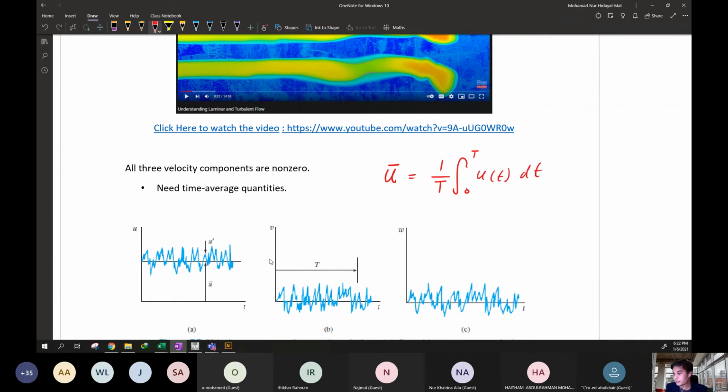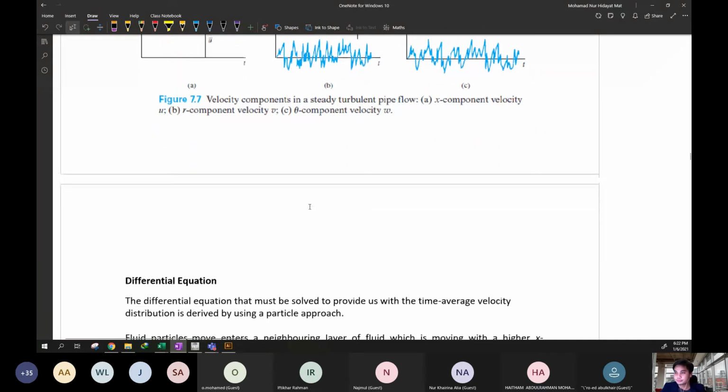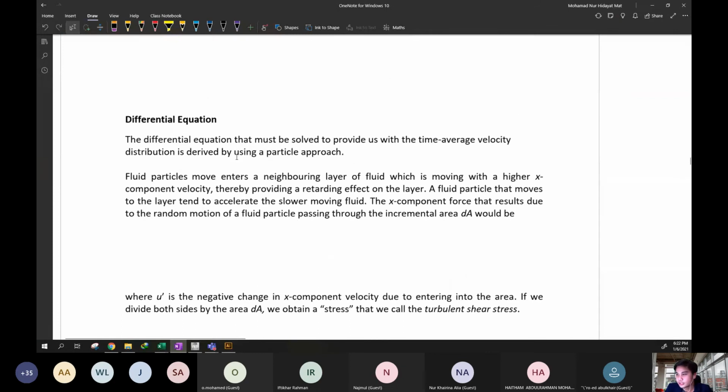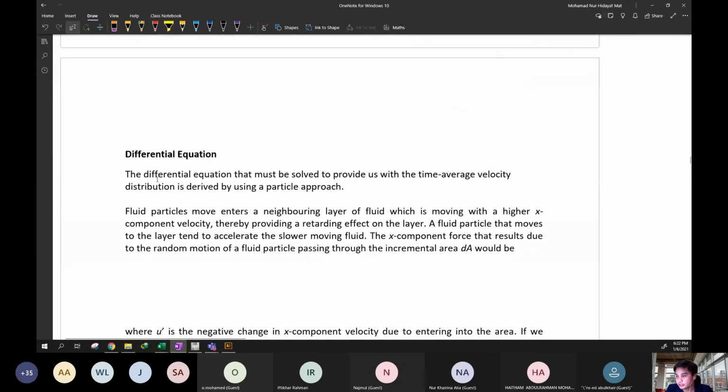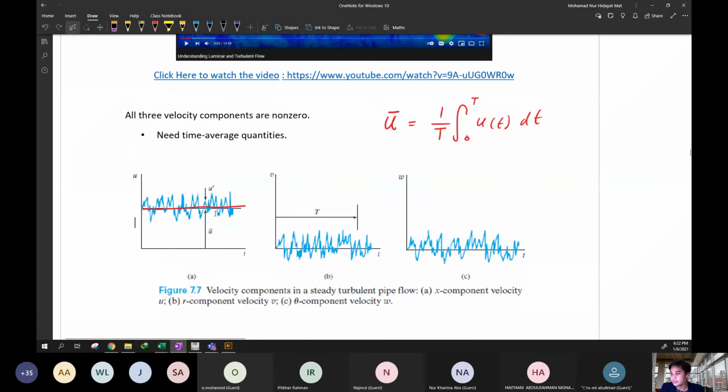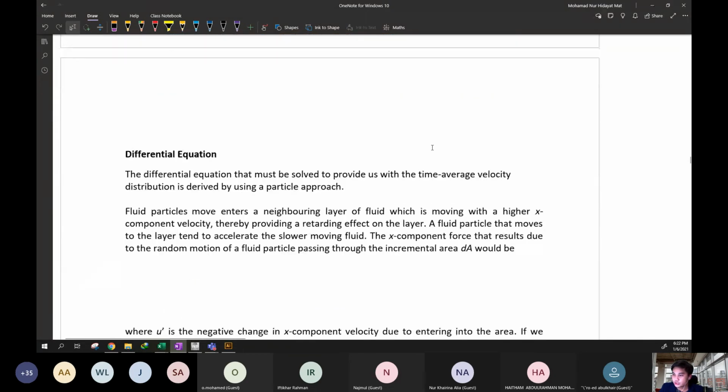That means we can get the straight line when we do the averaging. In order to do the averaging, the differential equation must be solved to provide us with the time average. You can see this is over t, differential over time. We need to use the differential equation to get the time average velocity, because the velocity is fluctuating flow.